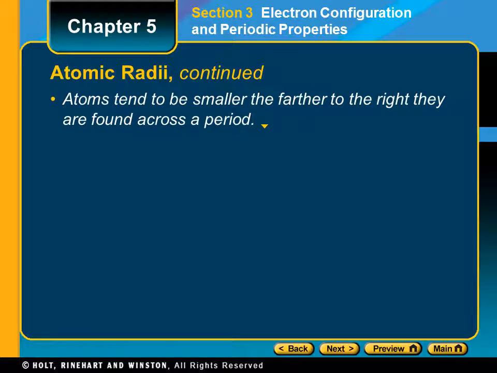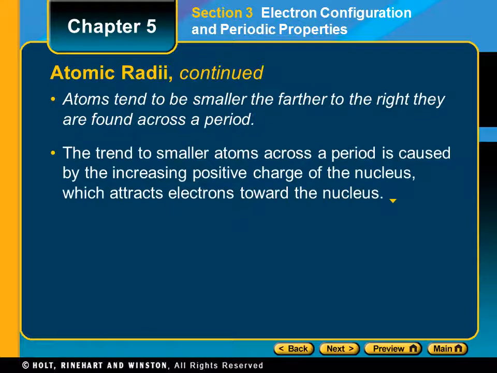So atoms tend to be smaller the farther to the right they are found across a period. That's a trend about the periodic table that you need to be familiar with. The closer to the left, the larger the atoms. The closer to the right, the smaller the atoms. At least that's a tendency.